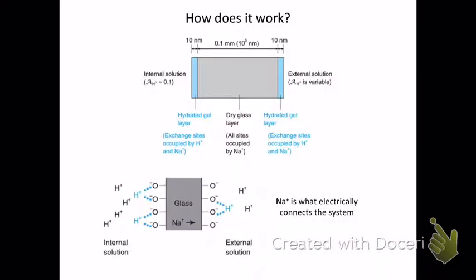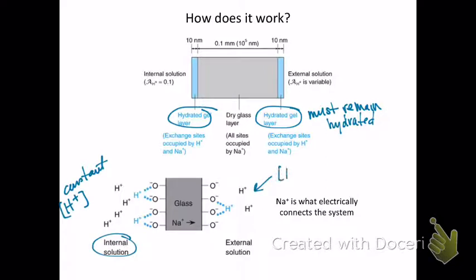So how does it work? Let's take a little bit closer look here quickly. We can see here that we have the internal solution on the left on the illustration above, and then we have the external solution, which has a variable activity of H plus ion. We can see that we have an outer layer of the glass membrane, about 10 nanometers, that's hydrated. And so we need to keep these ion selective electrodes in hydrating fluid. Usually we use a salt solution to maintain the ion density within the glass layer also. So we keep them in these solutions when we're not using them. We try to not allow them to dry out.